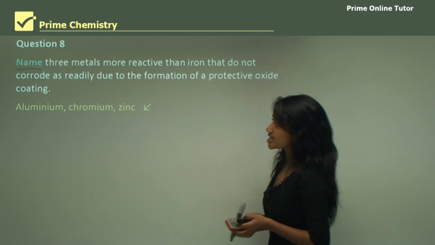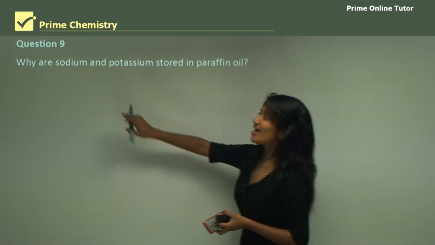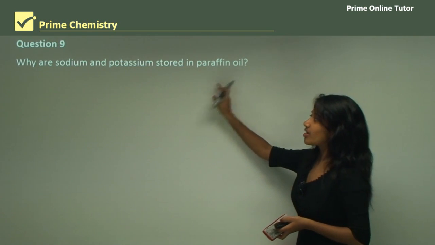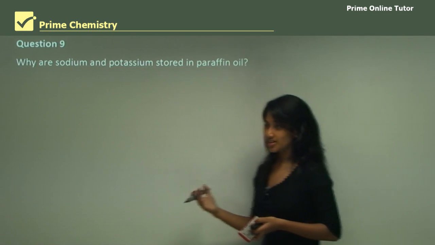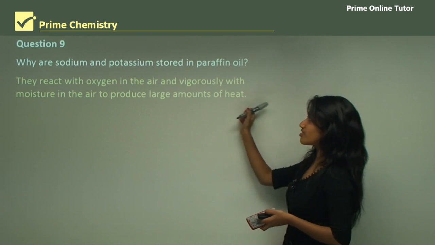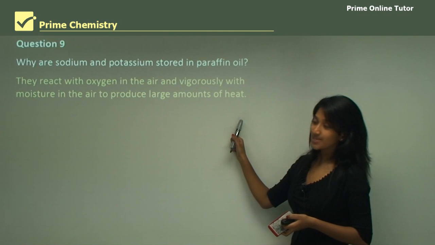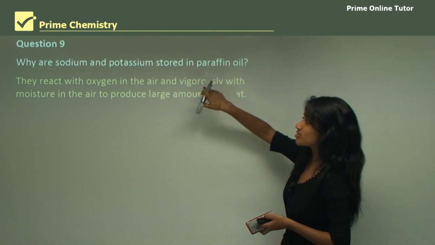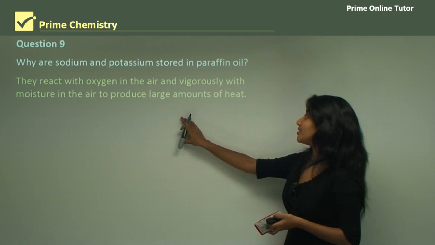Now moving to question 9. Question 9 says, why are sodium and potassium stored in paraffin oil? Now we remember that sodium and potassium react readily in oxygen. So they react with oxygen in the air and vigorously with moisture in the air to produce large amounts of heat. And this is why we store potassium and sodium in paraffin oil. So that's your answer for question 9.